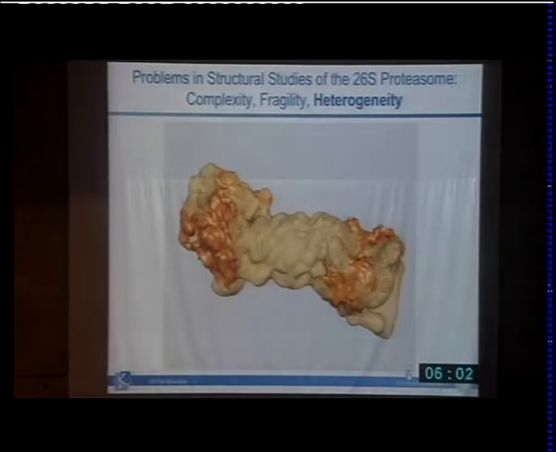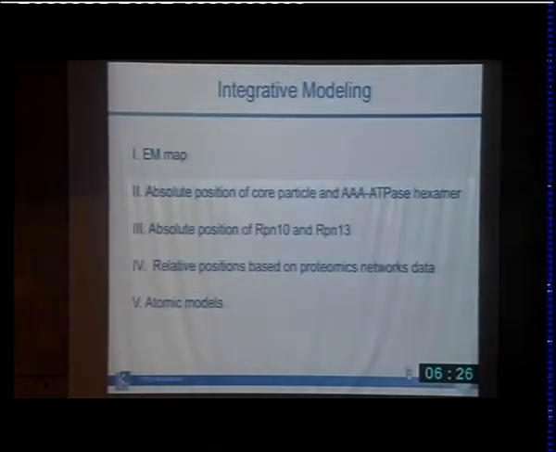You see that the regulatory particles are extremely variable, and there are 2 sources of heterogeneity. One is compositional, because there is a fair number of subunits that is present in the complex in substoichiometric amounts, including ubiquitin receptors. Plus, there is enormous conformational heterogeneity driven by the motions of the AAA ATPase subunits.